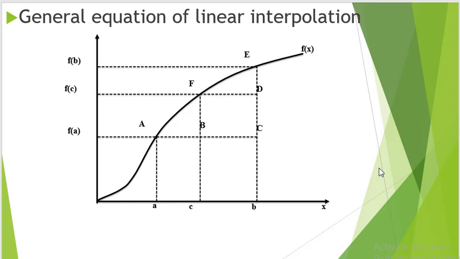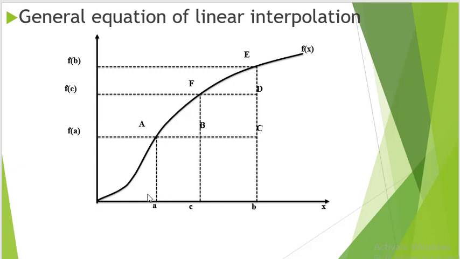General equation of linear interpolation. That general equation comes from this graph. Suppose we have a curve f of x, having x value a with its corresponding function value f of a, another value c with its corresponding function value f of c, and finally the last value b with its corresponding function value f of b. Here we use linear interpolation to find any value which is in between, so long as its corresponding x value is given and is within the range.